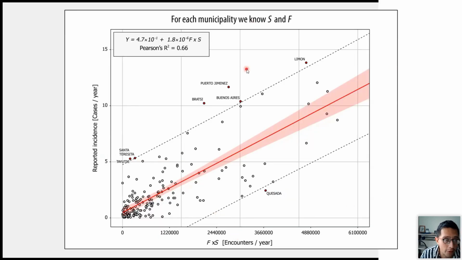So in this plot, for each municipality in Costa Rica, we know S, that is the rural population, and F, that is a proxy for venomous snake abundance that we developed in the field. We went several nights during one year to different places of Costa Rica to search for venomous snakes, and we performed this kind of venomous snake census. When we multiplied both variables and compared it with the reported incidence, we got this linear relationship that is telling us that the law of mass action is working on snakebite.